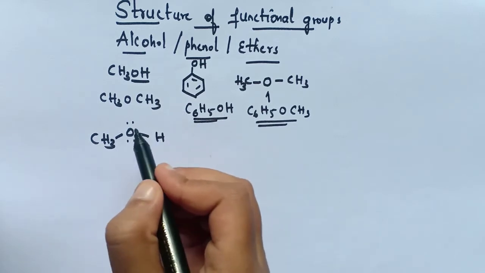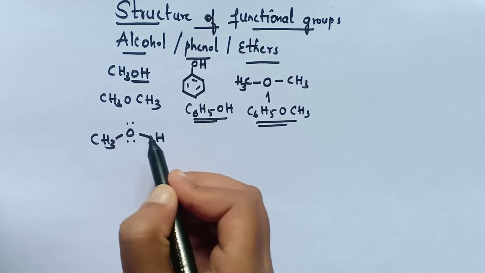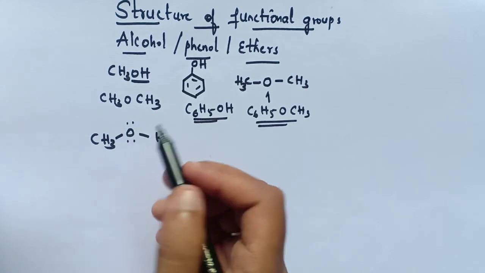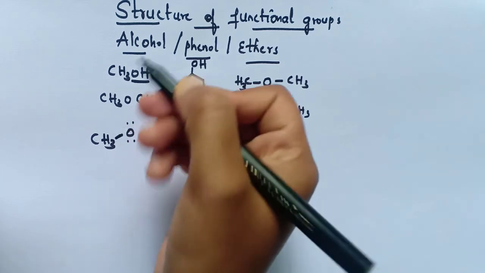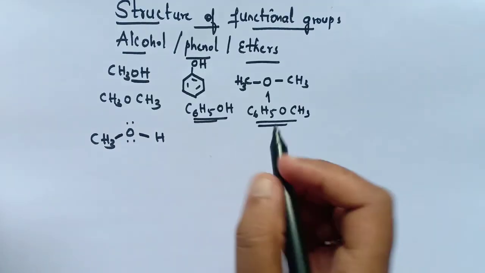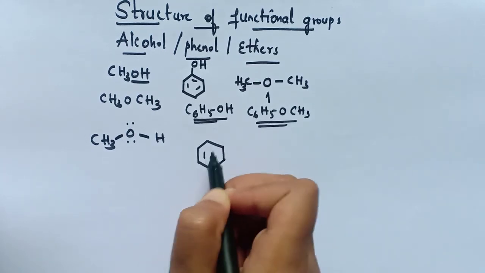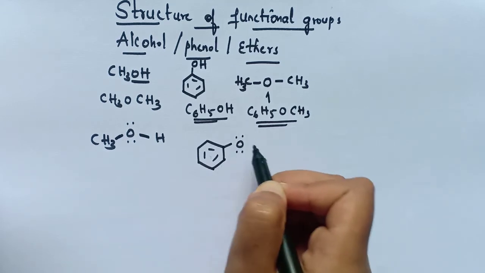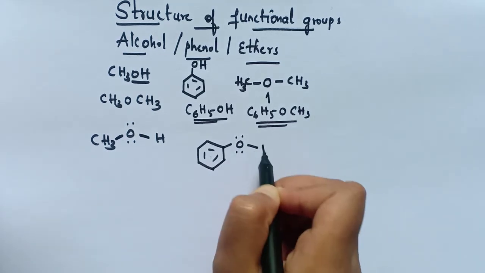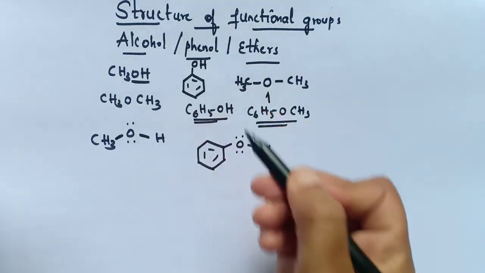We can see that here oxygen is having 2 lone pairs and 2 bond pairs of electrons. See, these are the bond pairs and these are the lone pairs of electrons in the alcohol. Now coming to the phenol structure, that is a benzene ring here and here is the oxygen. It is also having 2 lone pairs of electrons and 2 bond pairs of electrons and it is attached to the hydrogen. It is a phenol. I have represented it like that.